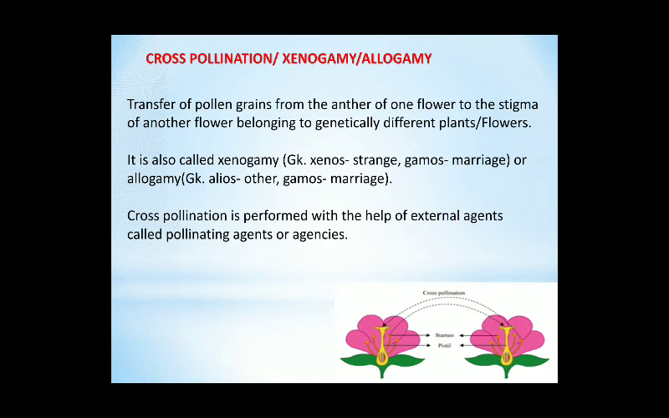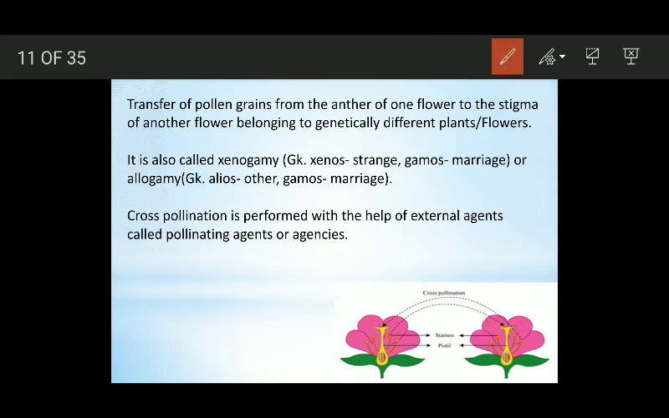Cross pollination is also named as xenogamy or allogamy. So, what is the meaning of xenogamy? Xenos means strange and gamos means marriage. It is a sort of marriage taking place between two strangers. Or allogamy, allos means other and gamos means marriage, and its meaning is it is a pollination event which does not happen within itself. Instead, it occurs with some other members which are different.